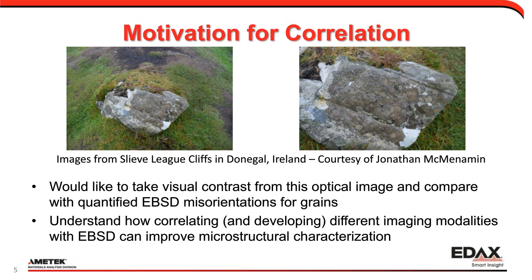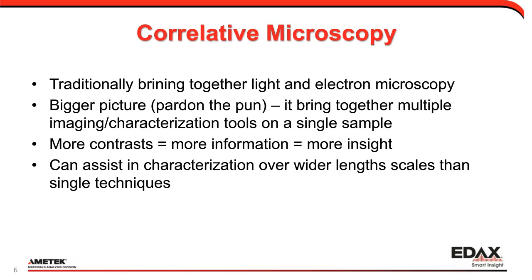So thinking about correlative microscopy, traditionally it's talking about bringing light and electron microscopy together. But if we're going to talk about a wider scope of things, we're going to talk about different imaging and characterization modalities on a single sample and how we can bring together lots of different data approaches to bring more insight into the characterization of a given sample. The more contrast we have, the more information we have, and then the more we can learn about our material.